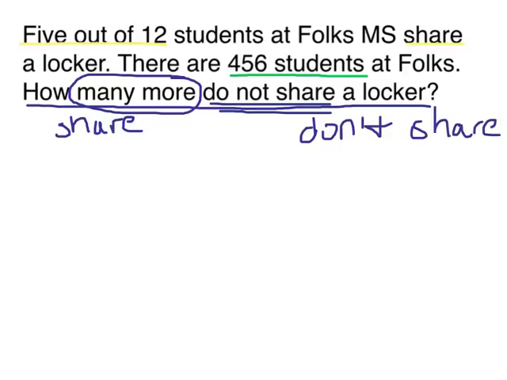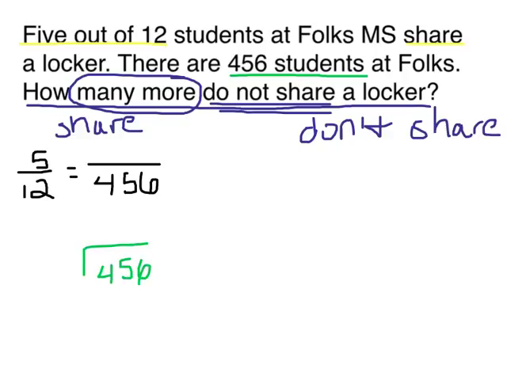Looking at the first part of our problem, 5 out of 12 students share a locker. I can easily write that ratio as a fraction, 5 out of 12. I'm going to find the equivalent fraction to show the total number of students, 456. In order to find out what this answer is, I would have to divide 456 by 12.